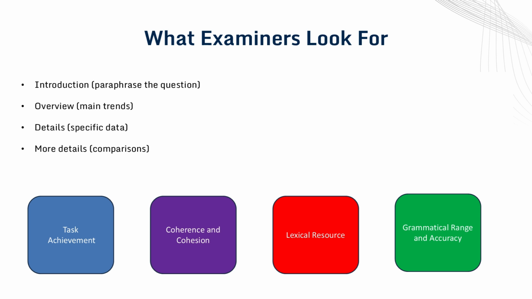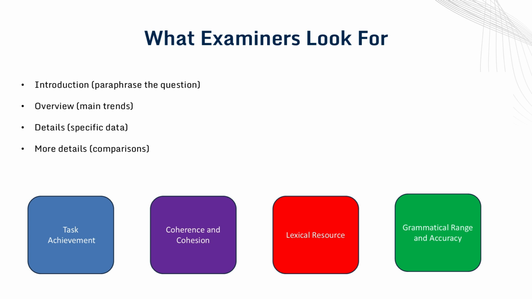Your answer should have 4 clear paragraphs. Introduction, paraphrase the question. Don't copy it. Overview, write the main trends without details. This is where many students lose marks, don't skip it. Details, give specific data, numbers, years, comparisons. More details, add another layer of information, like changes over time or differences between groups.